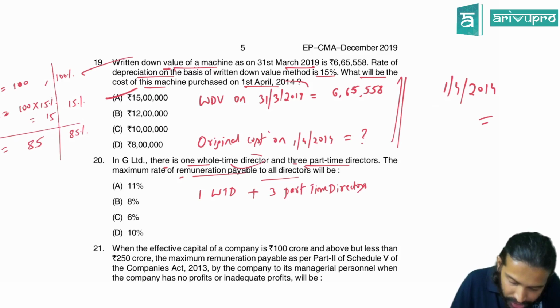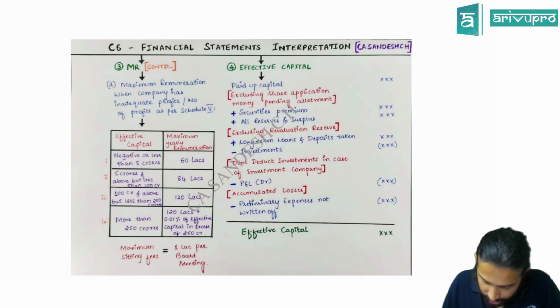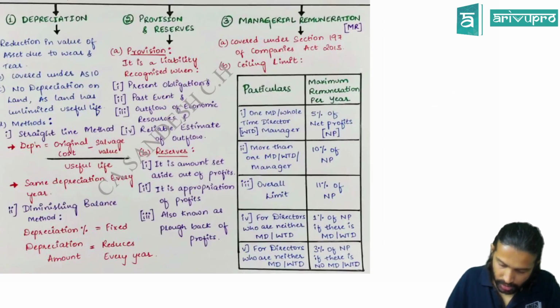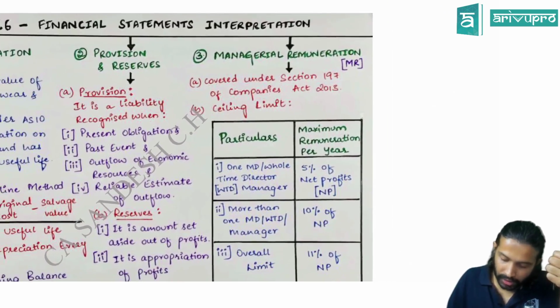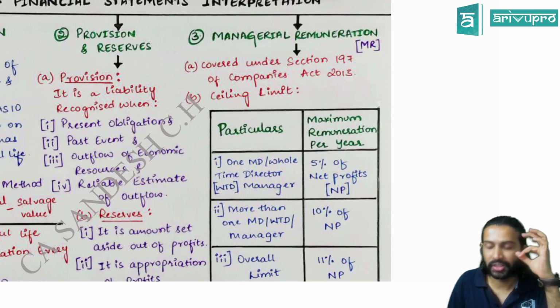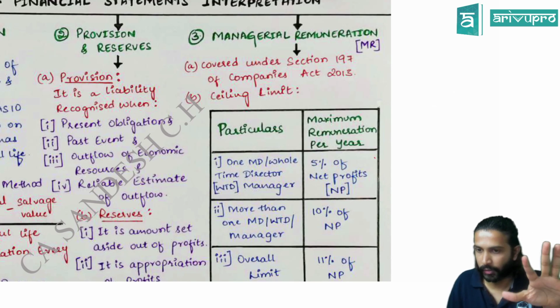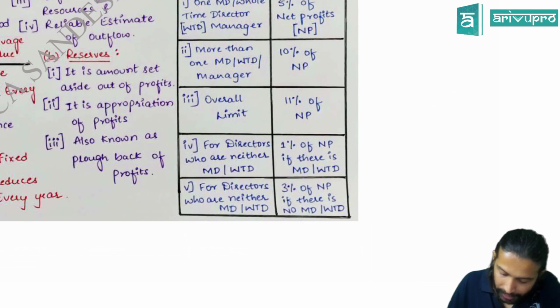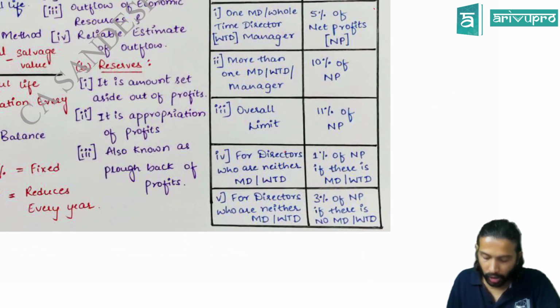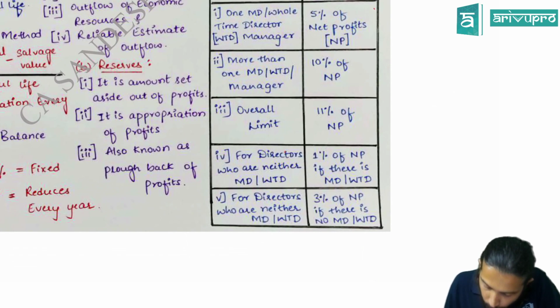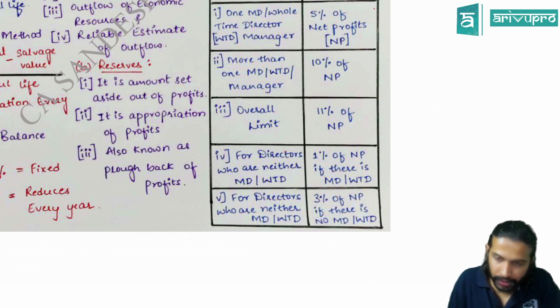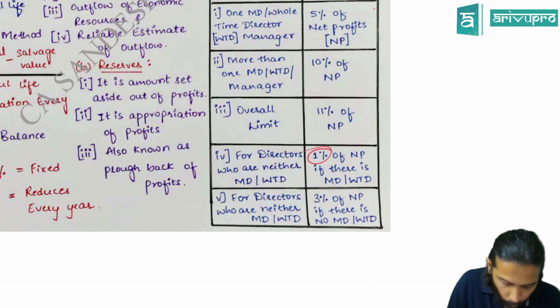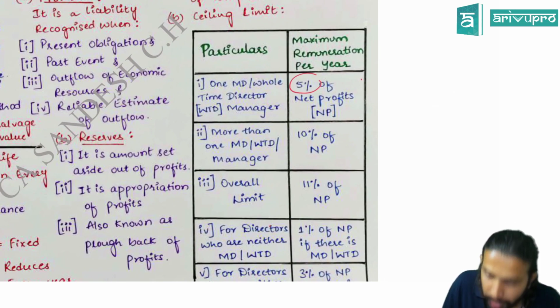You remember we made a chart for managerial remuneration? Yes, this is the chart. Let me just show you for a minute. If there is one managing director, whole-time director or manager, maximum remuneration the company can pay is 5% of net profits. For part-time directors, meaning directors who are neither whole-time directors nor managing director, maximum remuneration you can pay is 1% of net profit if there is a managing director. If there is no managing director, then 3%. In the present case, there is a managing director or whole-time director, so the maximum remuneration you can pay to part-time directors is 1%, and to one whole-time director, a maximum of 5%.